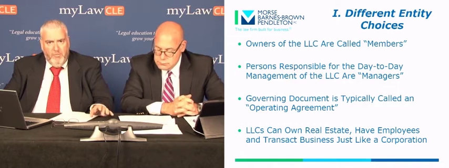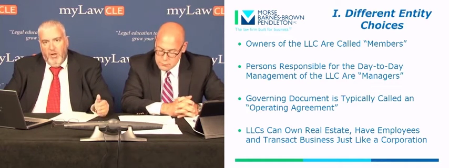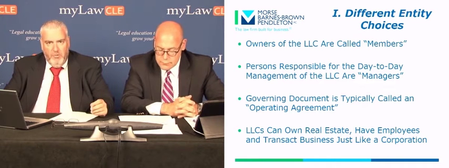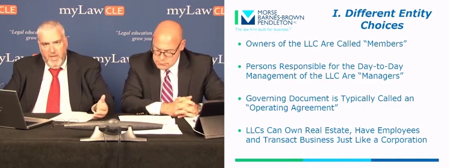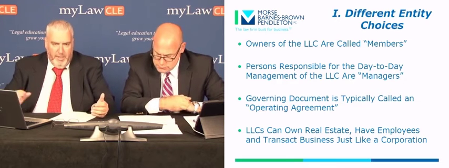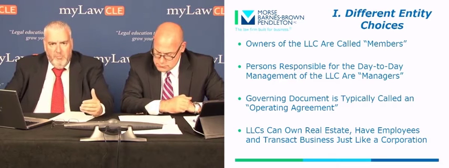In order to form a multi-member LLC, if you have more than one member, you have to have an operating agreement. You have to have a governing document, and that governing document is typically called an operating agreement. There are other names that are used, but very frequently people will refer to it as an operating agreement. And when it's set up properly, an LLC can do all the things that a corporation can do. They can transact business, own real estate, hire employees, make investments, all sorts of things, the same broad range of activities that a corporation can do.